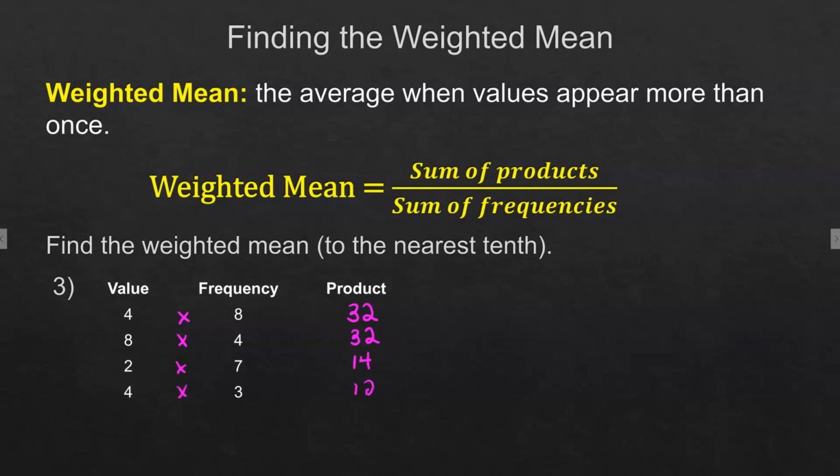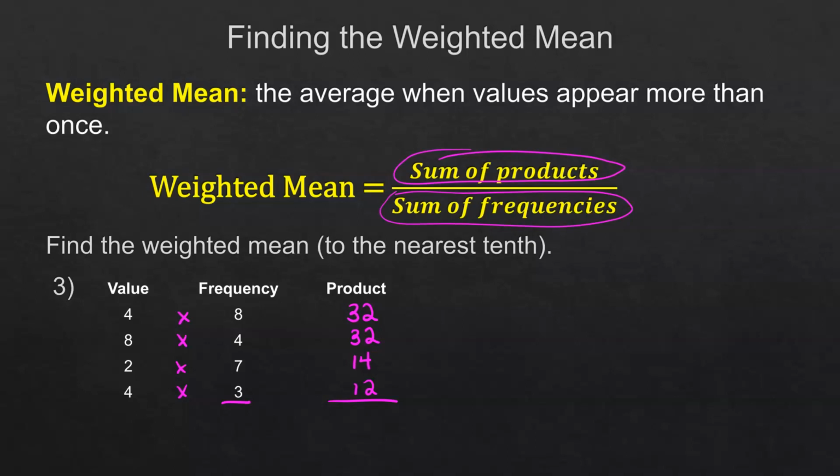And then we're going to use this, right? The sum of the products over the sum of the frequencies. So the sum of the frequencies would be this. The sum of the products, I've already got the line drawn. We're going to find that. And then it's just a simple division. But you do have to know how to get there, right?